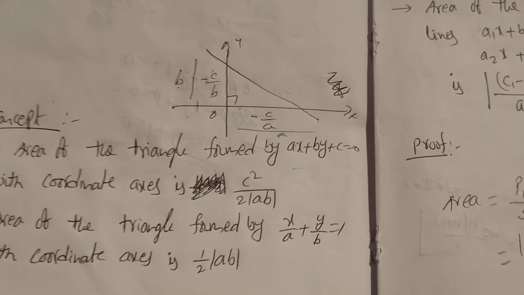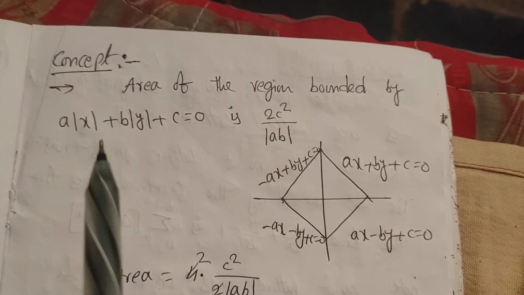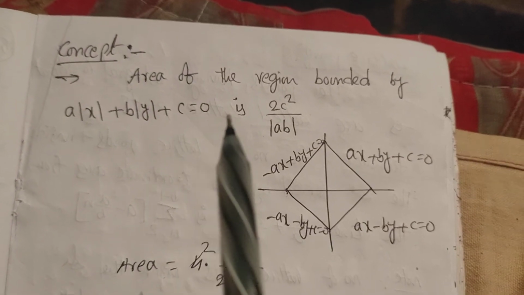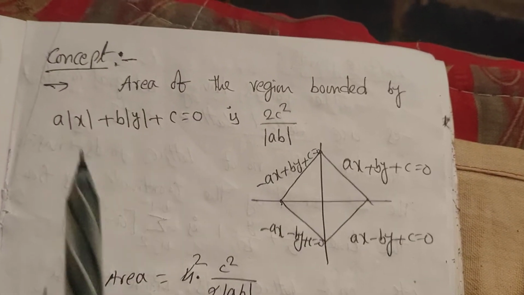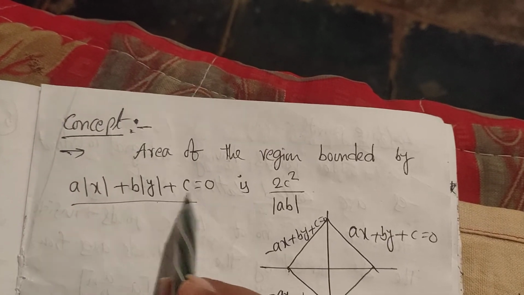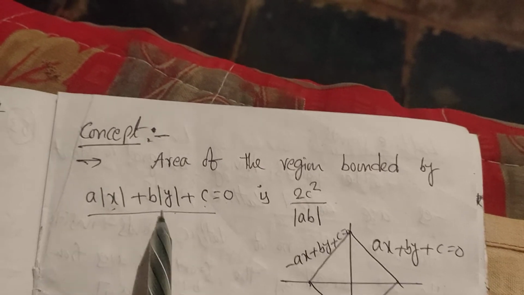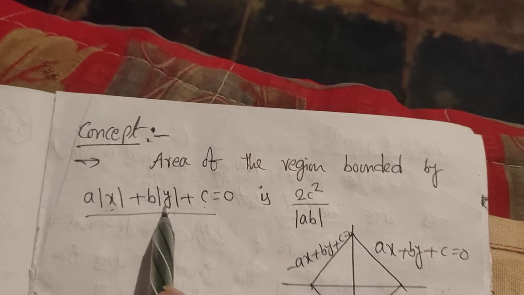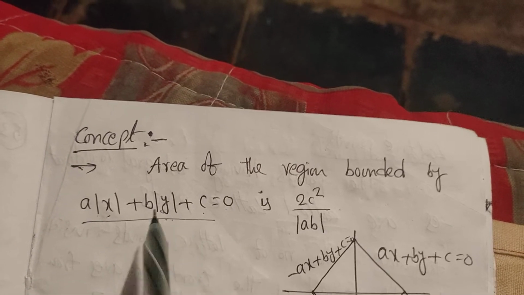Okay, so next one is area of the region bounded by a into mod x plus b into mod y plus c is equal to 0. So here the area of the region bounded by, very important, a into mod x plus b into mod y plus c is equal to 0. To avoid mod x, we have to write plus or minus x. To avoid mod y, you have to write plus or minus y. Whenever you write plus or minus x plus or minus y, then this one gives 4 equations.